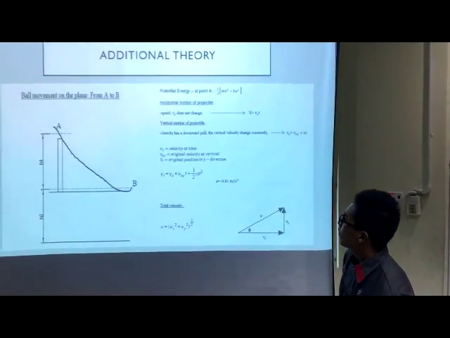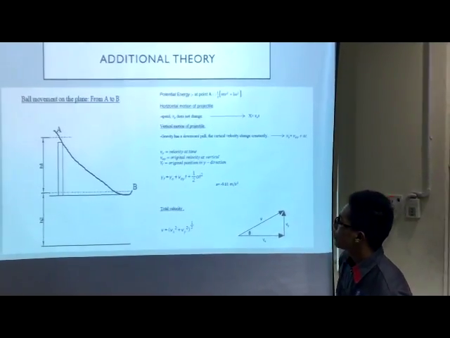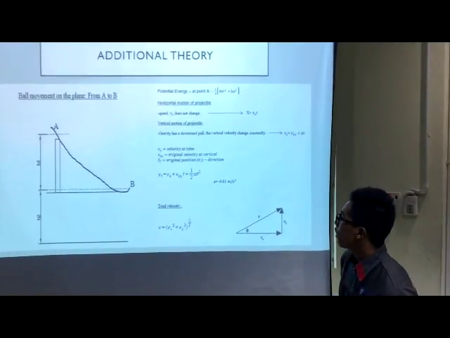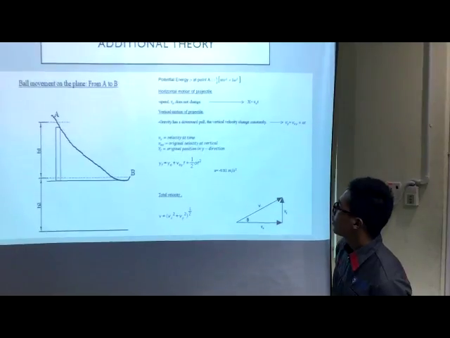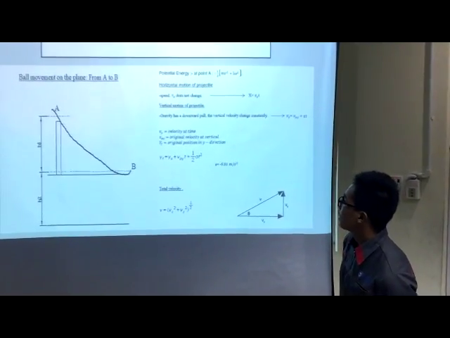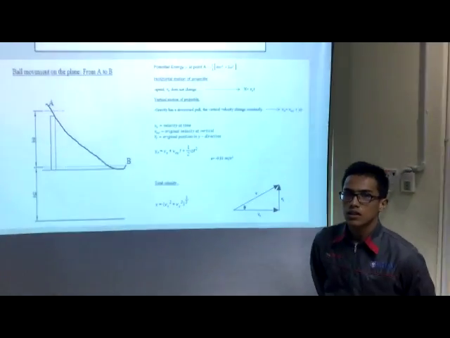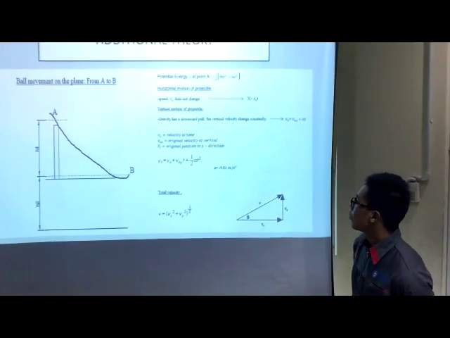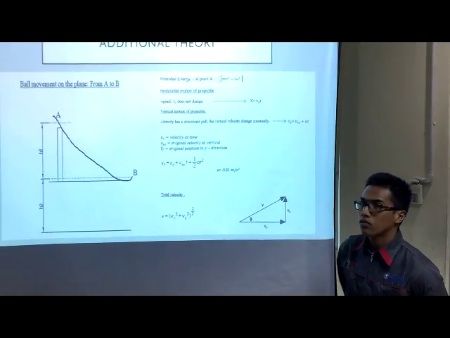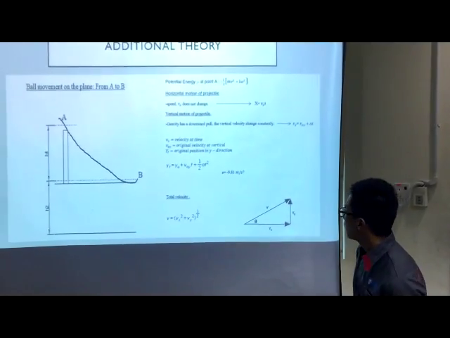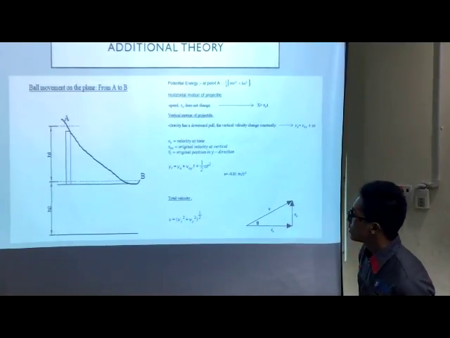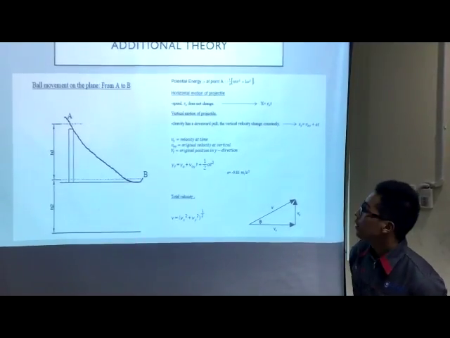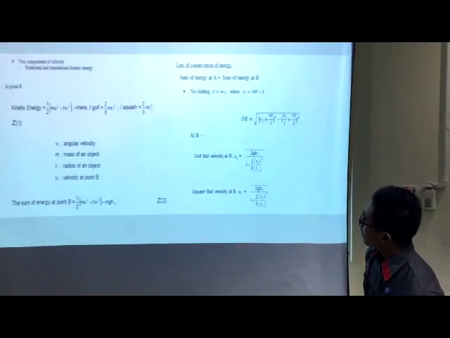And then we can find the position by using the formula of displacement, which is y equals y0 plus v0y t plus half at², and a is the acceleration due to gravity, which is negative 9.81. We can find the total velocity by using the Pythagoras theorem, which is v equals the square root of vx² plus vy². Okay, now we can proceed.